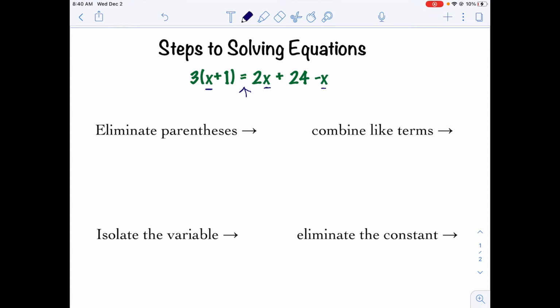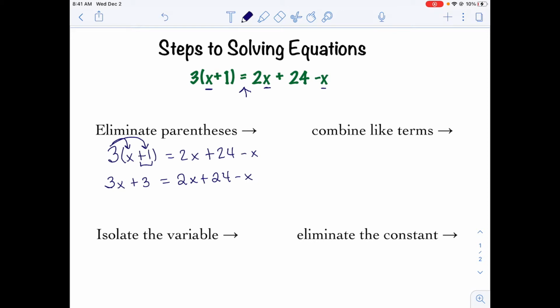So our first step is to eliminate the parentheses if we have one. So we always look. I'm going to rewrite our problem here, and we're first going to eliminate the parentheses. When we do that, we're distributing. Remember, 3 times x is 3x. 3 times a positive 1 is a 3. And we rewrite everything else.